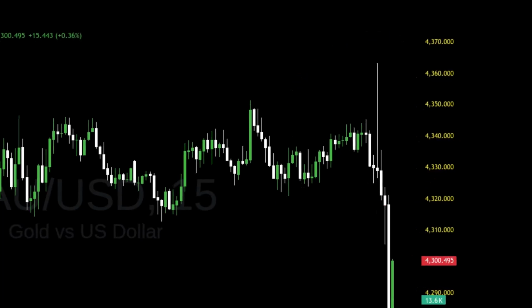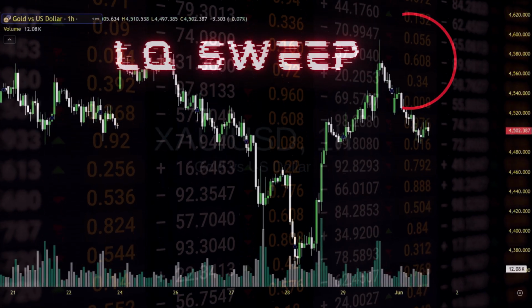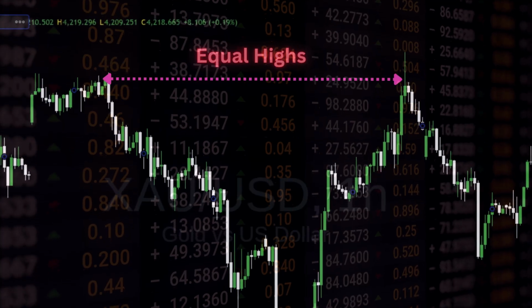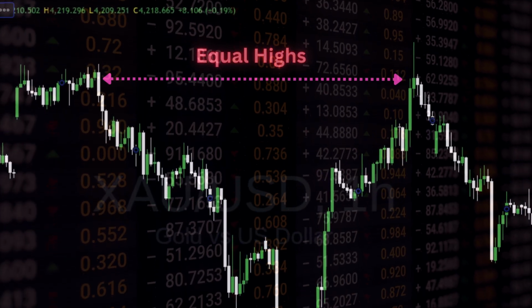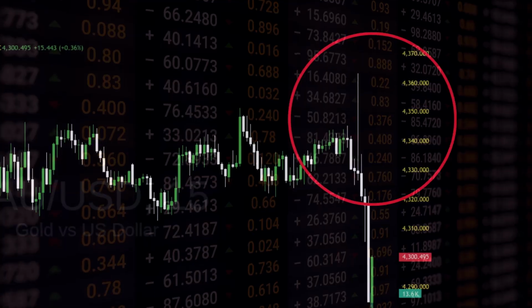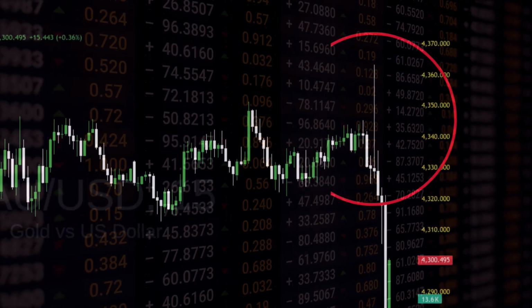What happened? Liquidity was taken. Once the orders above the highs were collected, the market no longer needed to remain there. The real move could begin. This is called a liquidity sweep.